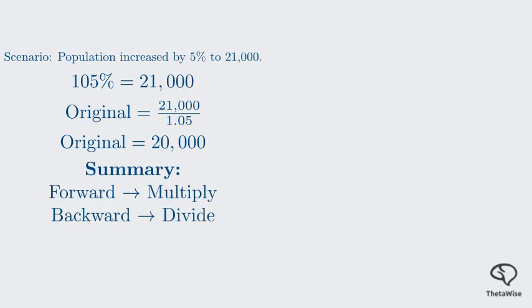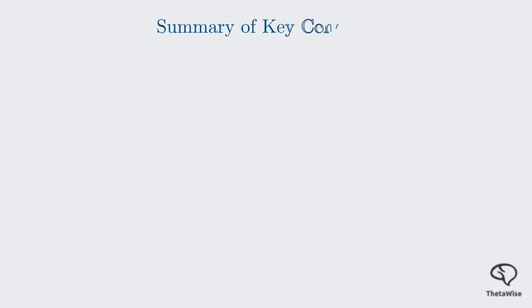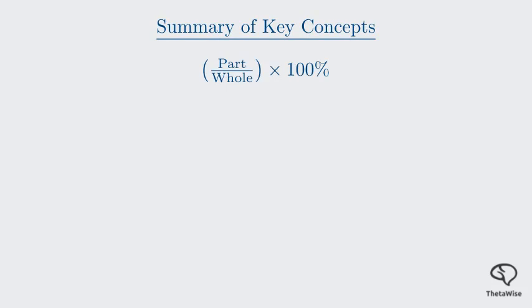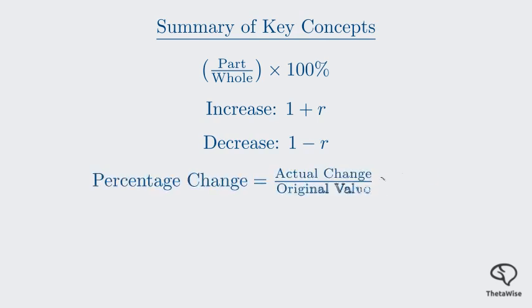Let us recap what we have covered today to ensure you are ready for your exams. First, we learned how to express one quantity as a percentage of another by using the part over whole method. Next, we used multipliers to calculate increases and decreases efficiently. Remember, a 12% increase is a multiplier of 1.12, while a 12% decrease is a multiplier of 0.88. We then looked at finding the percentage change itself. The golden rule here is to always divide the difference by the original value.